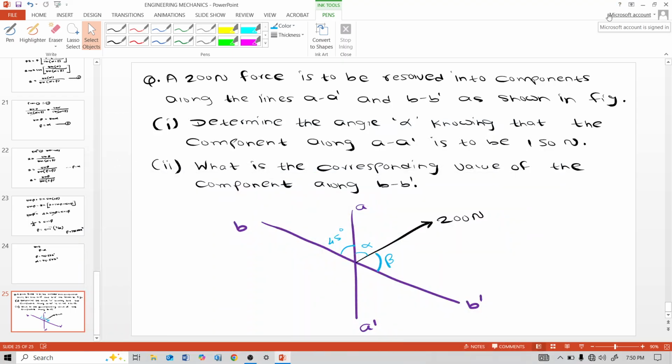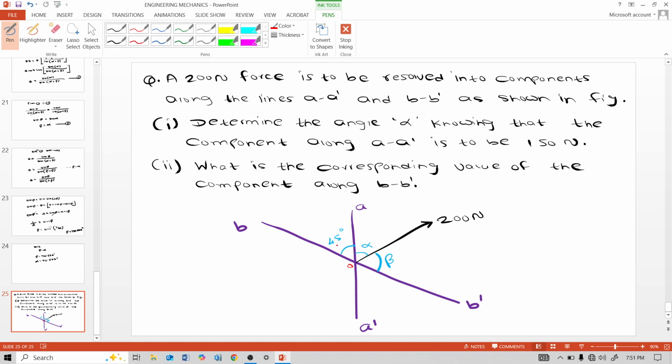Hello all. Today in this video lecture we will see numerical 9 on the resolution of forces chapter, and the subject is engineering mechanics. So in this numerical, see this figure: this A dash axis and this B dash axis, and let us consider this point as O. At point O there is a 200 Newton force acting.